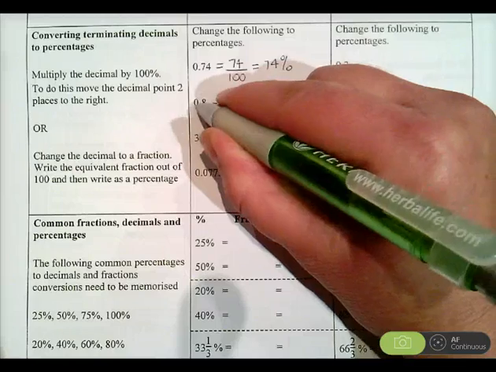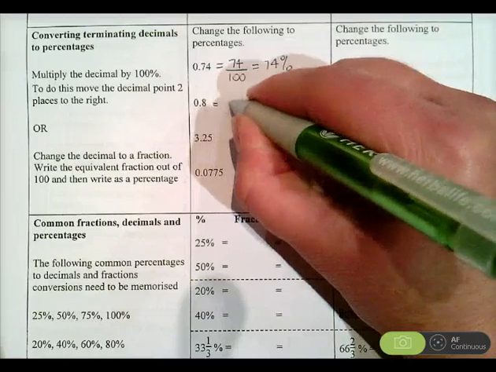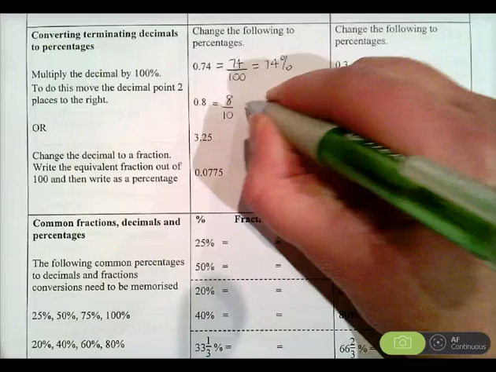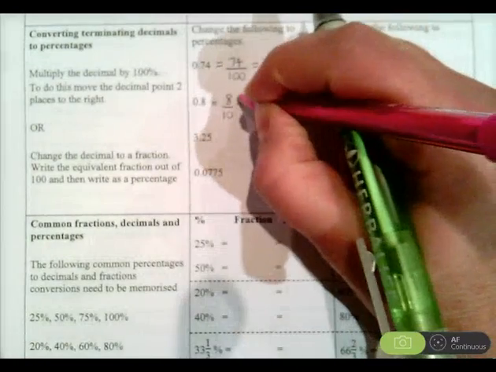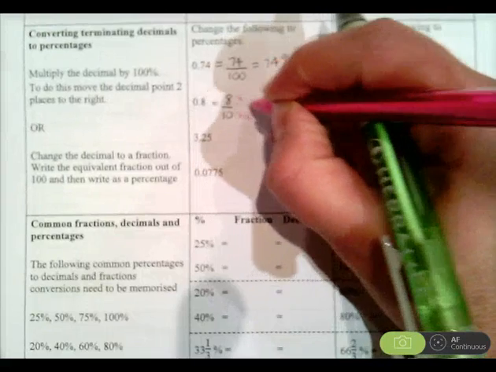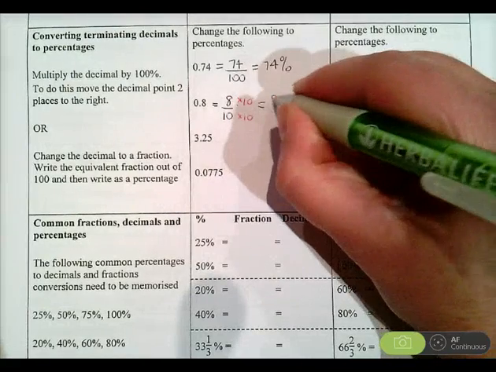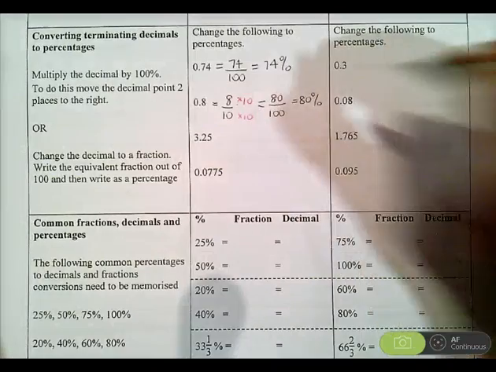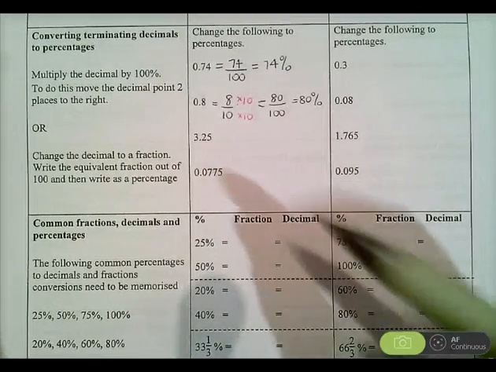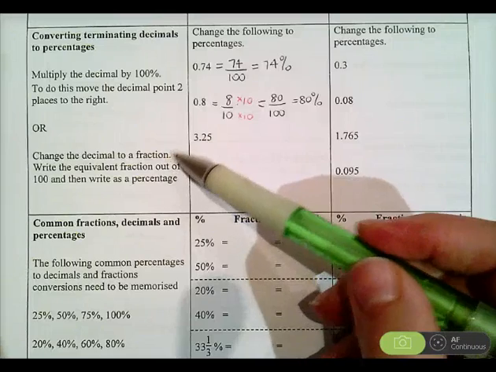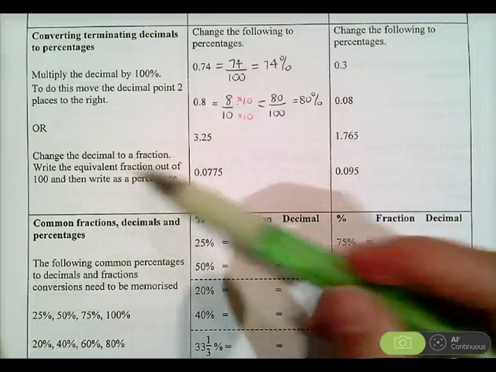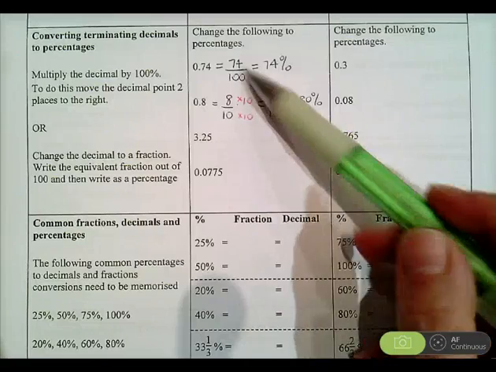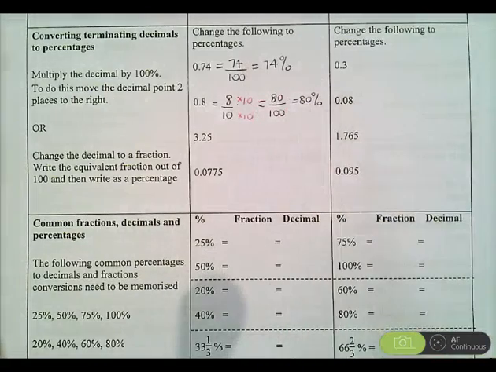This next one here is 0.8, and the 8 is in the tenths column, so that really means I've got 8 tenths. Now I can change 8 tenths into a fraction out of 100 by multiplying both the numerator and the denominator by 10. So 8/10 really is 80 over 100, which is 80%. Okay, now that's the second method here, which is to change the decimal to a fraction, write the equivalent fraction out of 100, and then writing it as a percentage.